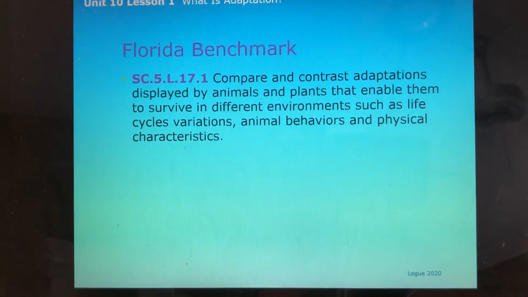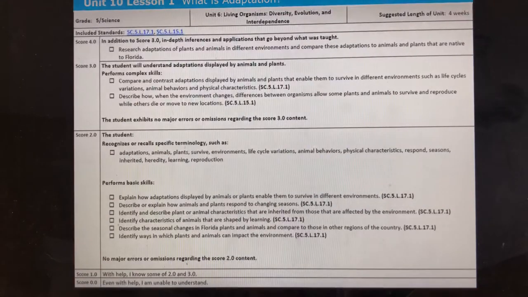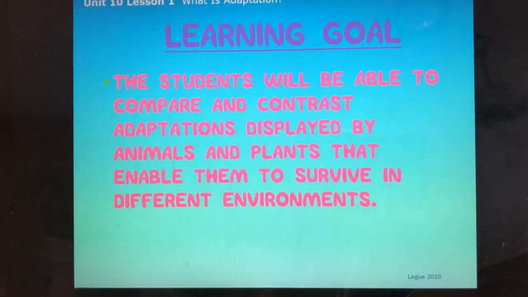The Florida benchmark we are working on is SC5 L171: compare and contrast adaptations displayed by animals and plants that enable them to survive in different environments, such as life cycle variations, animal behaviors, and physical characteristics. And this is our scale we're working toward, being level 3 or higher. Here's our learning goal. The students will be able to compare and contrast adaptations displayed by animals and plants that enable them to survive in different environments.